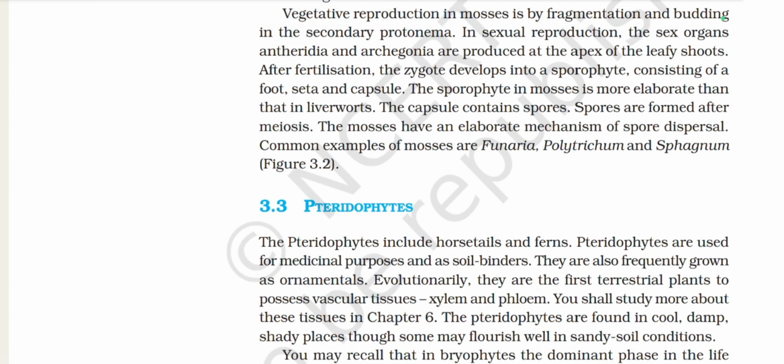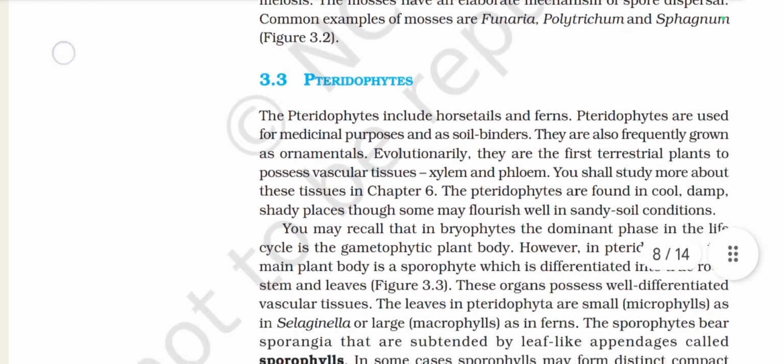Now, topic number 3.3, Pteridophytes. The pteridophytes include horsetails and ferns. Pteridophytes are used for medicinal purposes and as soil binders. They are also frequently grown as ornamentals. Evolutionarily, they are the first terrestrial plants to possess vascular tissues, xylem and phloem. The pteridophytes are found in cool, damp, shady places, though some may flourish well in sandy soil conditions.